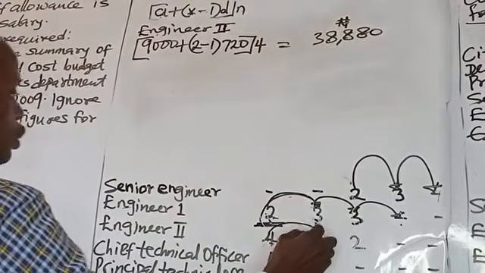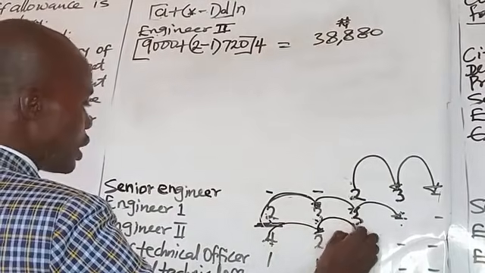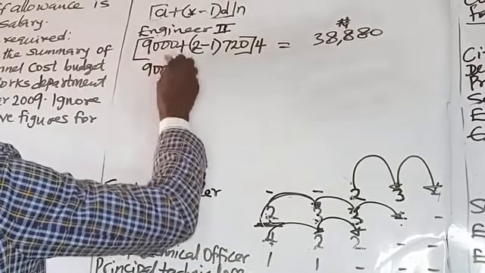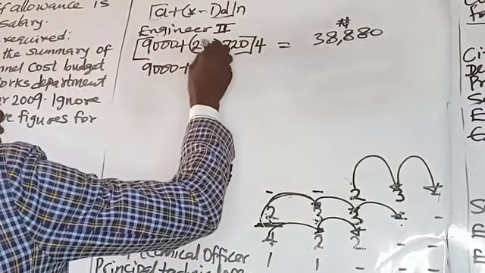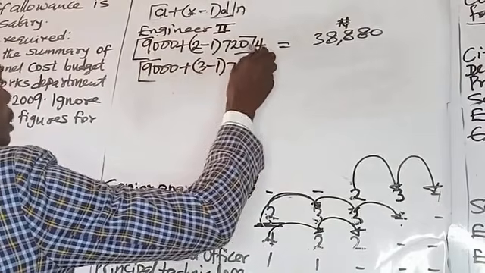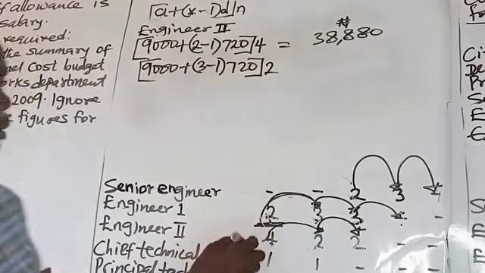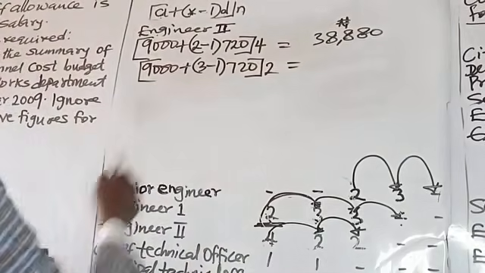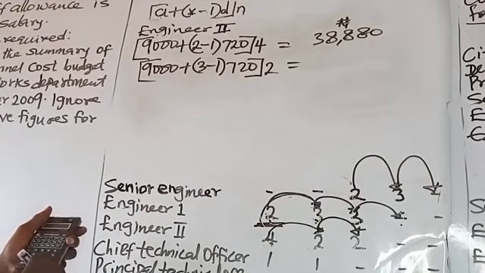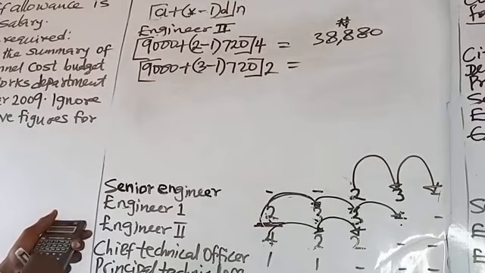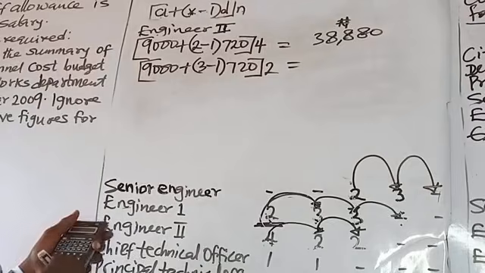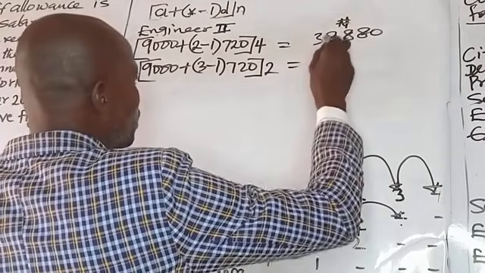Then 2 were in step 2. They are now moving to step 3. Let's calculate their own. Basic pay 9,000 plus, they are now in step 3, minus 1, multiplied by 720. And they are 2 in number. 3 minus 1, that is 2. 2 times 720 plus 9,000, times 2 employees, is 20,880.